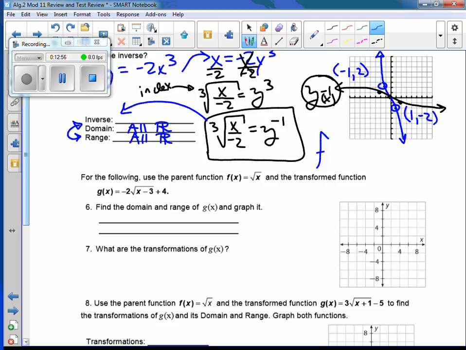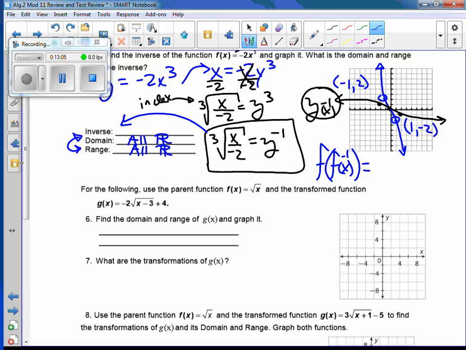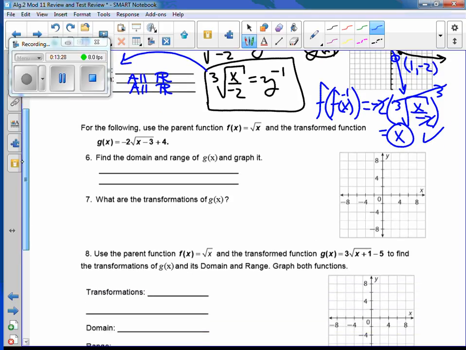So you take the original function f, and you're going to plug in the inverse. The original function is negative 2x cubed, so this is negative 2. And what's the inverse? It's the cube root of x over negative 2. And so the cube root and the power of 3 cancel, and negative 2 divided by negative 2 cancel, and you're left with x, which proves that, yes, this is an inverse. Okay. All right, let's go on to our next example over here.